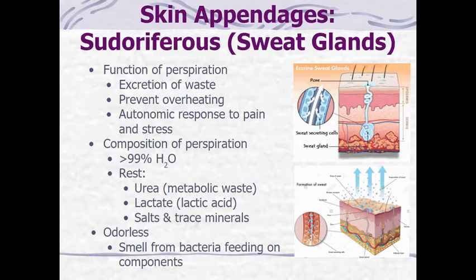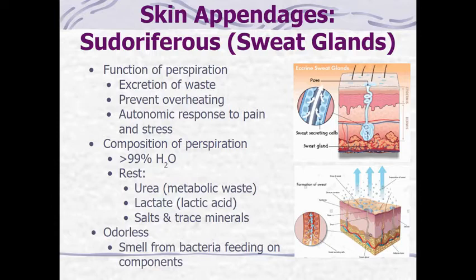We prevent overheating through perspiration by our body putting that liquid on the surface of our skin. As it evaporates, it cools the body temperature. And it's also an autonomic response to pain and stress. So sometimes those emotional aspects of pain and stress can cause a physical response. And sometimes that means you start to sweat, when it has nothing to do with removing waste, it has nothing to do with overheating.